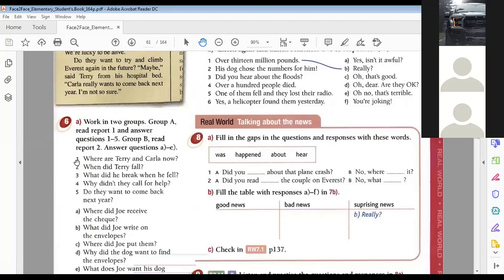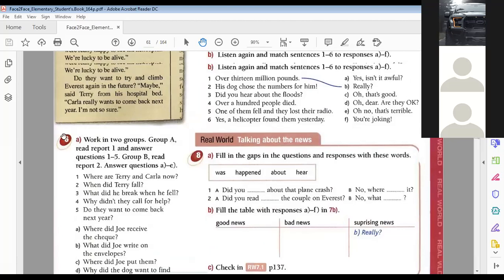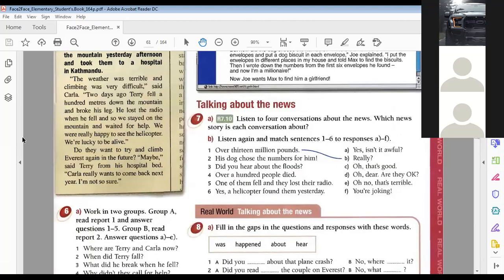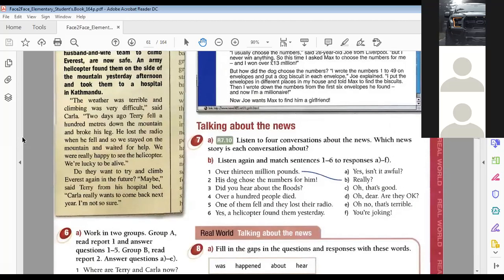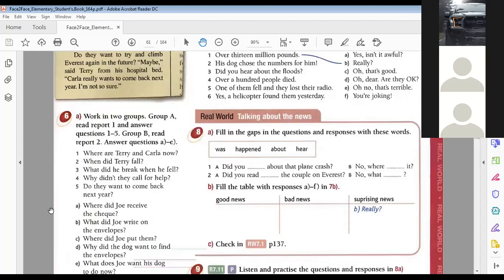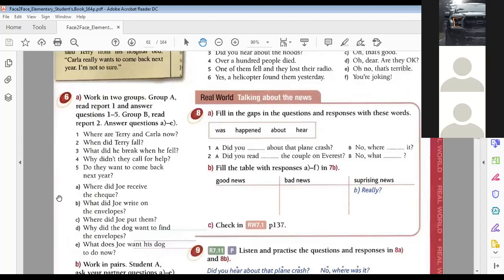Do they want to come back next year? The woman, she's one. Correct. You're right. The man, no, but the woman, yes, she wants to come back. His wife wants to come back.